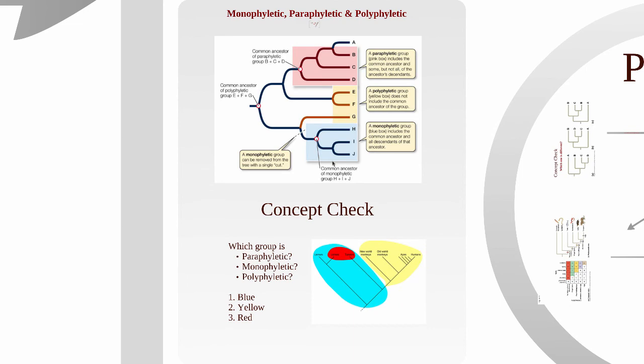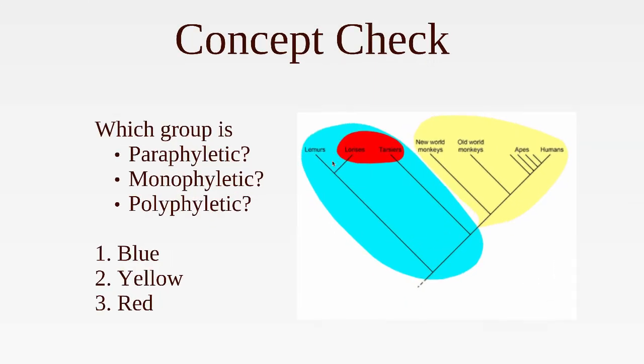Again, this can be confusing. Let's look at another phylogenetic tree and try to evaluate them. Which group is paraphyletic, which group is monophyletic, and which group is polyphyletic? So remember, paraphyletic is sort of an incomplete group. It contains the common ancestor, but not all of that ancestor's descendants. Which of these groups is paraphyletic? Take a second to think about this. If you said blue, you are correct.